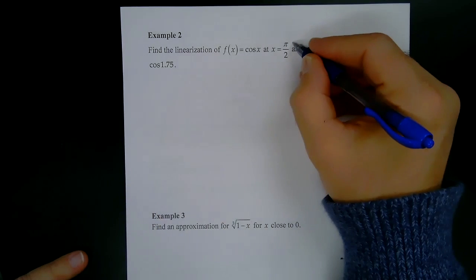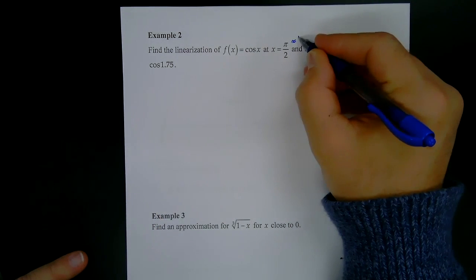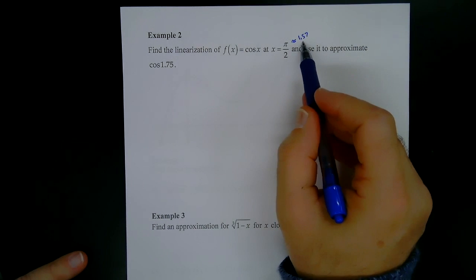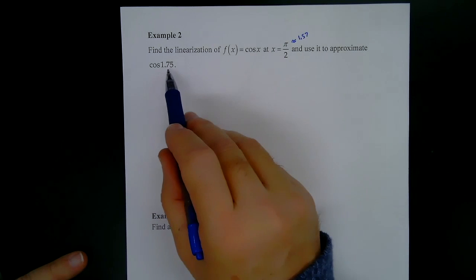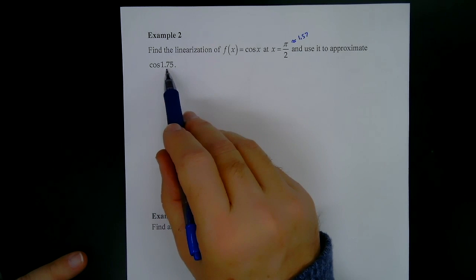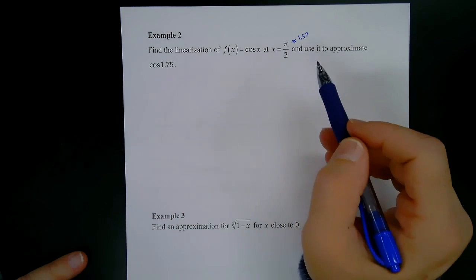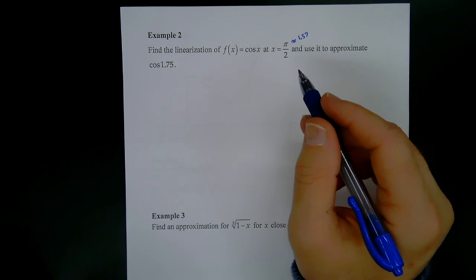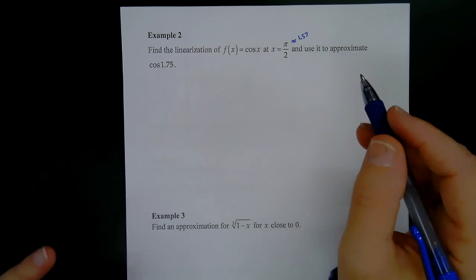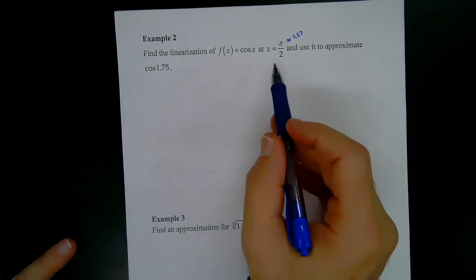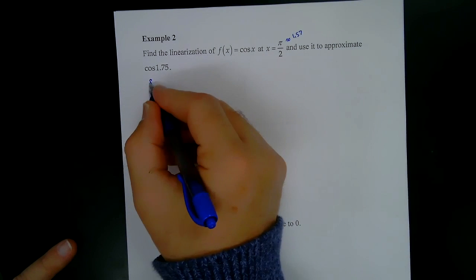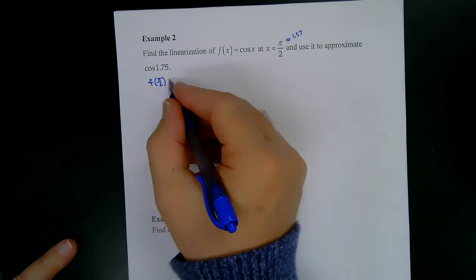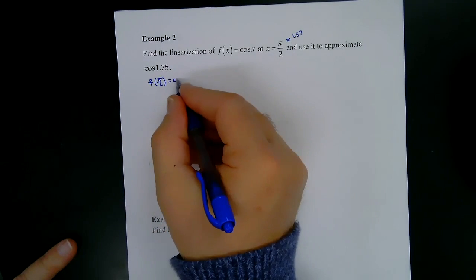So let me tell you, pi over 2 is about 1.57. So we're finding the tangent line at roughly 1.57, okay? And we're going to approximate 1.75. Okay, 1.75 and 1.57, those are pretty close to each other, okay? So the linear approximation is going to be pretty good to the actual function value, okay? So the very first thing is we got to find the point of tangency. So we got to find f of pi over 2. And f of pi over 2 would be cosine of pi over 2.